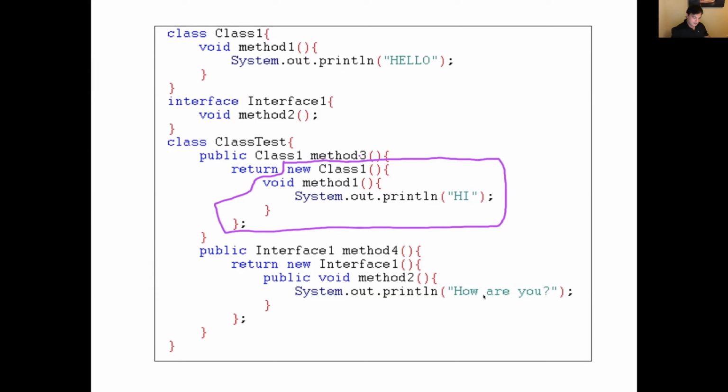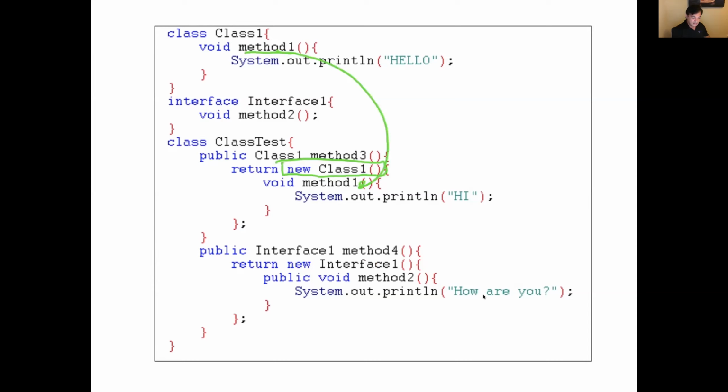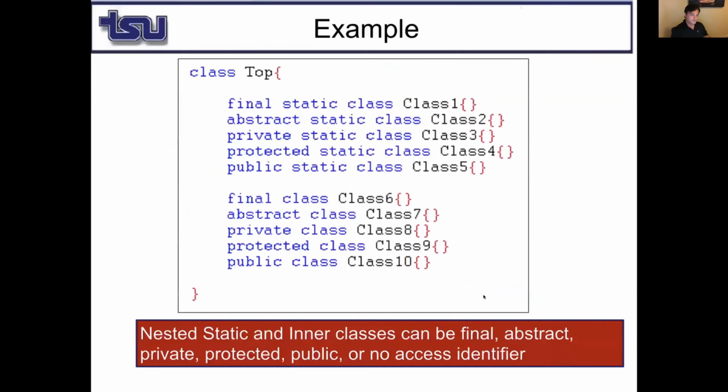Okay, all right, so let's spend a little bit of time. When I say here, new class 1, this doesn't mean an object of class 1. This means create an object of a class that doesn't have a name that extends class 1 and overrides method 1 this way. Here, this doesn't mean that create an object of interface 1. Create an object of a class that doesn't have a name that implements interface 1 and implements method 2 this way. Okay, you can stop the video and think about it a little bit. Okay, we'll come back to that.